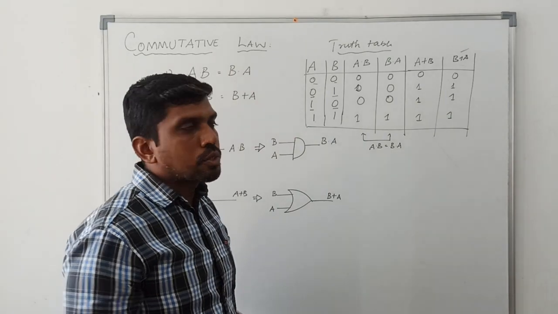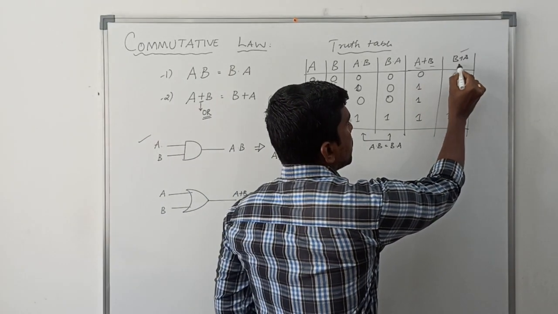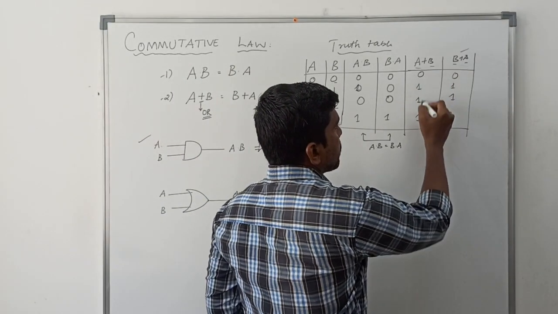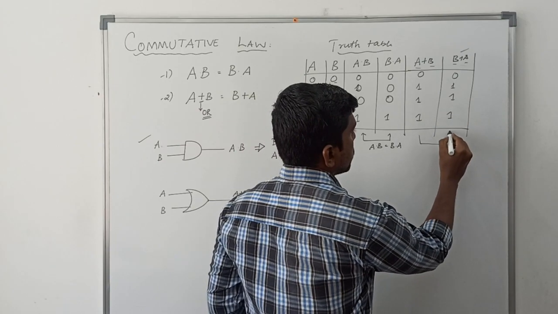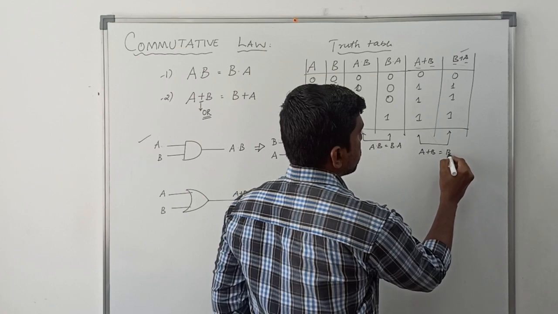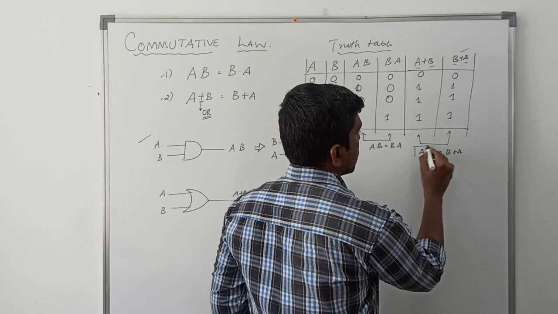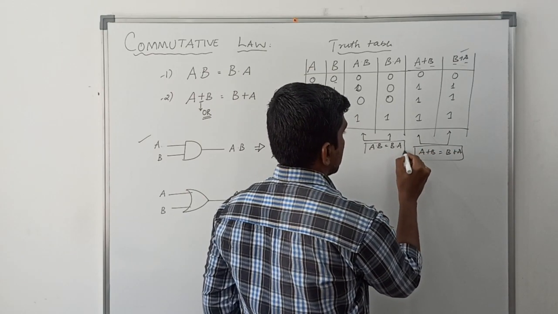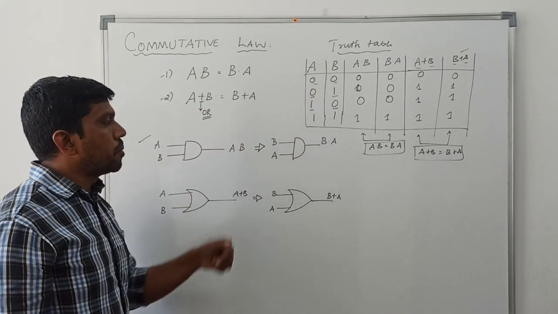In this case also the sequence of the variables is changed, but it produces the same output. A plus B equal to B plus A. Both are the same, so it is the commutative law.